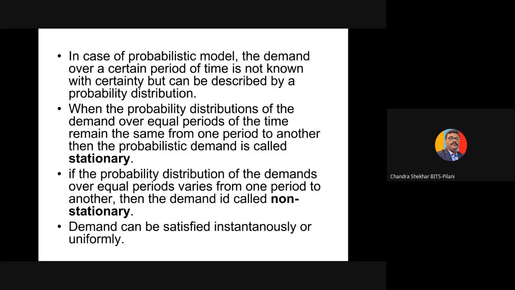Demand can be satisfied instantaneously by purchasing the items from the market, or uniformly by producing the required items in an in-house facility. When we have a production system, we satisfy the demand uniformly. When we have a purchasing system, we satisfy the demand instantaneously. You just go to the market and purchase whatever the required demand is.